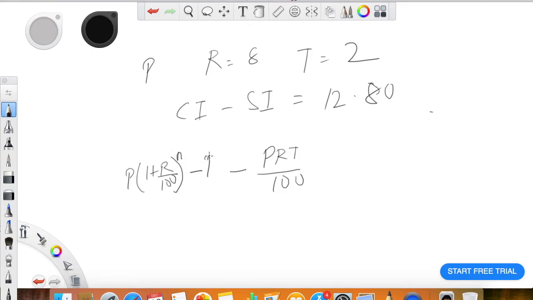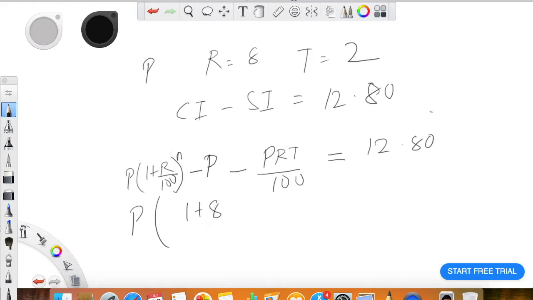Then if we deduct the principal, we get the CI, right? This is amount minus principal, so this will be CI. This is just the direct formula for simple interest, and then we have this being equal to 12.80. Alright, so let's take the principal out and substitute these values.